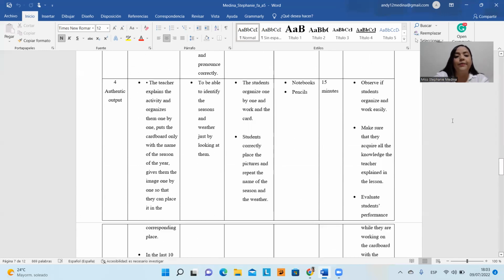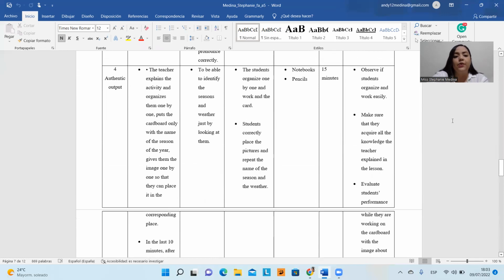So the last part of my lesson plan, sorry, is authentic output. The teacher explained the activity and organized them one by one. Put the cardboard only with the name of the season of the year. Gives them the images one by one so that they can place them in the corresponding place, to be able to identify the season and the weather just by looking at them. The students are organized one by one and work for the card. A student correctly places a picture and repeats the name of the season and the weather.